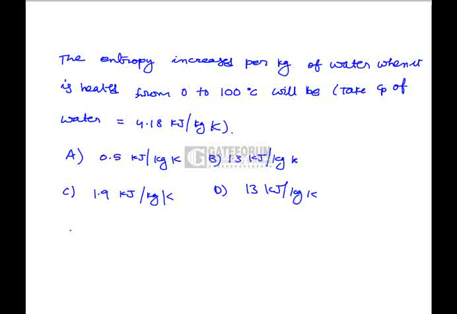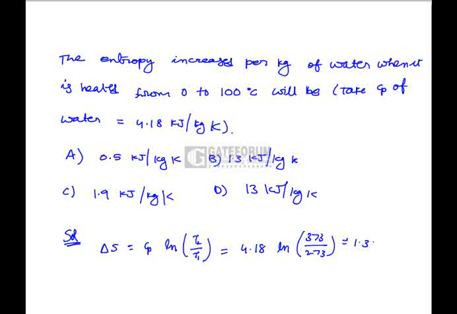So coming to the solution, the change in entropy in a heating process is equal to Cp ln T2 by T1, where T2 is the final temperature and T1 is the initial temperature. Here the final temperature is 100 degrees centigrade and initial temperature is 0. Cp is given as 4.18, and converting into Kelvin, that is 373 by 273. Which is equal to a value of 1.3 kilojoule per kg Kelvin, and in the options the correct option is B. B is the right answer.